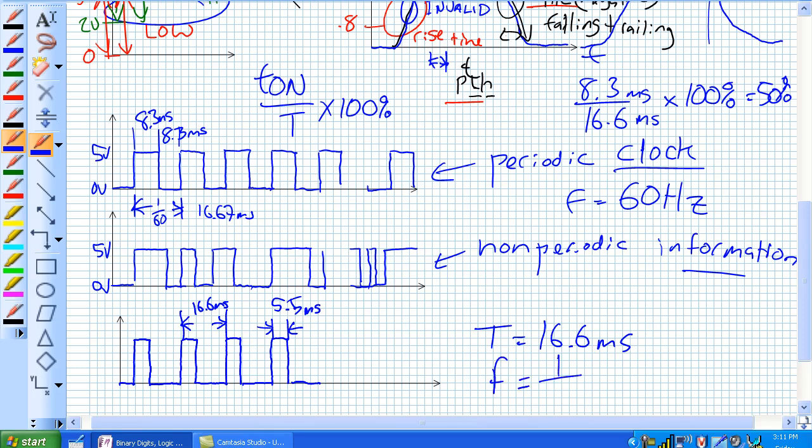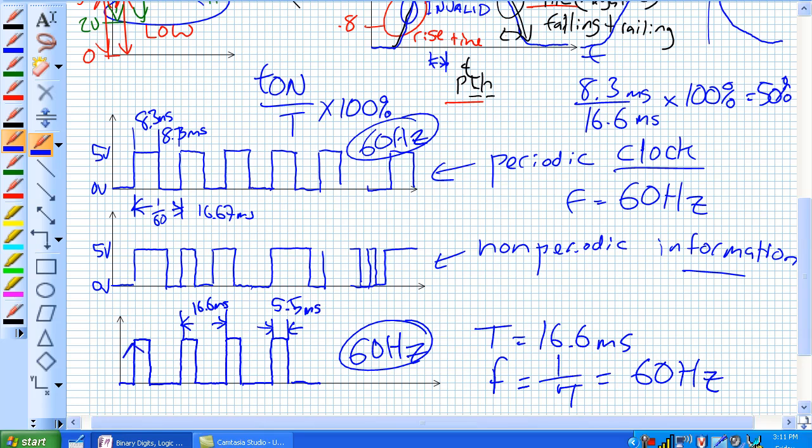So frequency, 1 over the period, that's also 60 hertz. So wait a second, this is 60 hertz, and this one is 60 hertz? Well, yes, it's repeating itself every 16.6 milliseconds. So it's still 60 hertz, but the difference between the two waveforms lies in their duty cycle. So this one was on for 8.3, off for 8.3. So it stands to conjecture, 50% duty cycle.